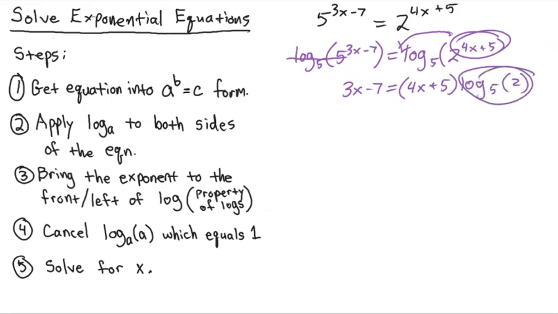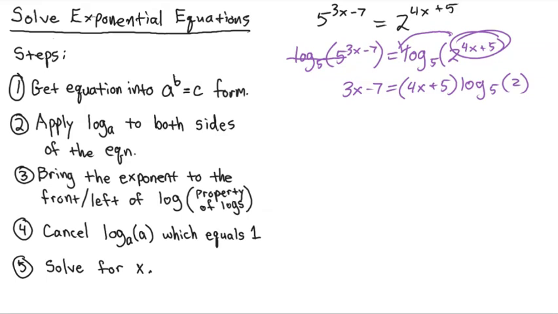So this log base 5 of 2 is now just a number. You could key that into a calculator and it'll give you a decimal number, an irrational number. Because it's a number, this can be distributed to the 5 inside the parentheses, and it can also be distributed to the 4x inside of the parentheses. It's going to be messy, but it can be done.